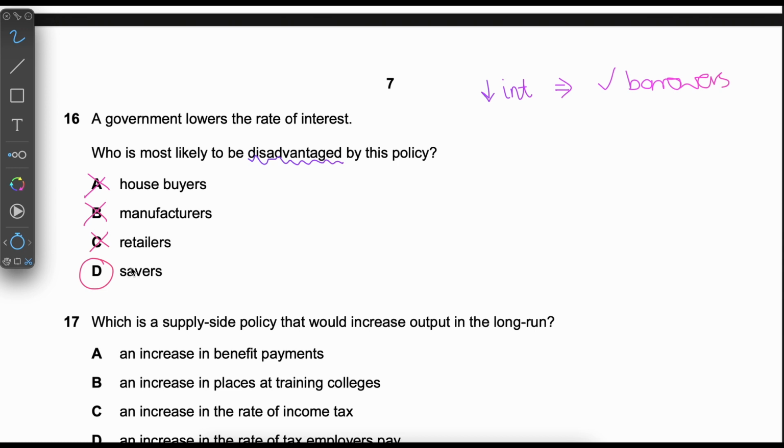But if you didn't want to do elimination, if you are a saver, you're putting your money into a bank and earning interest on the money that you've saved. If the government lowers the rate of interest, you are going to be earning less interest, which is obviously not a good thing. So the answer would be D.